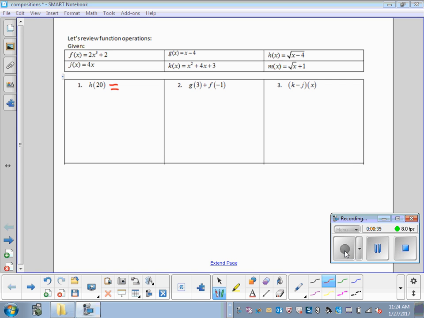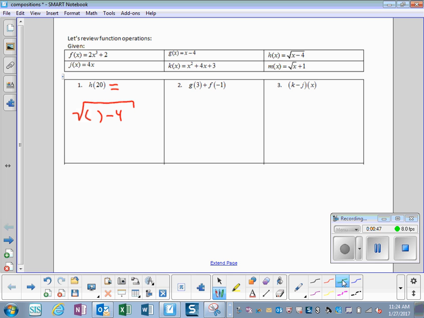So I just copy my function, but instead of my x, I put what? 20. And then I just evaluate this expression, right? So 20 minus 4 is 16, square root of 16 is 4. So that's my answer, right? Okay.